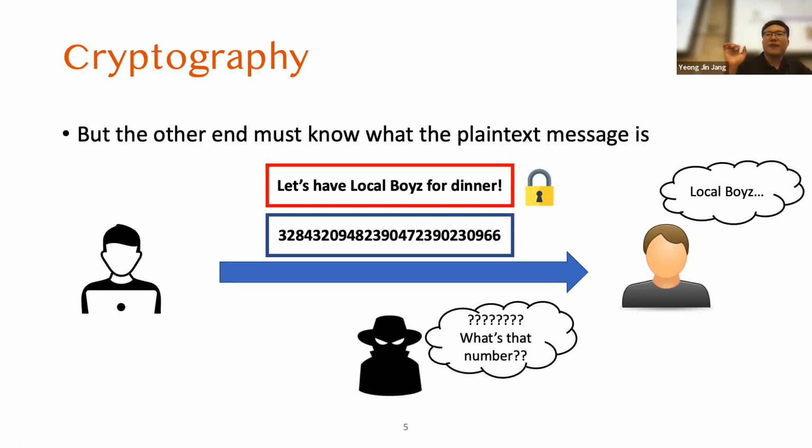So we need to find some way that we can scramble our plain text data like this, and then send it over to the other end, and guarantee that only the other end can decrypt it, while all the other entities don't know about it.